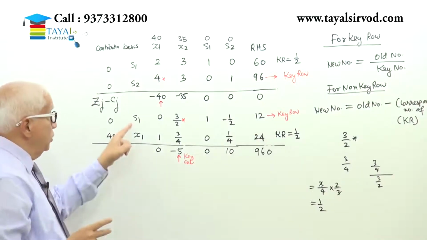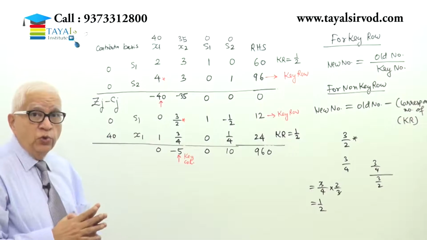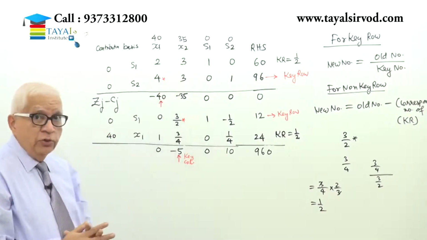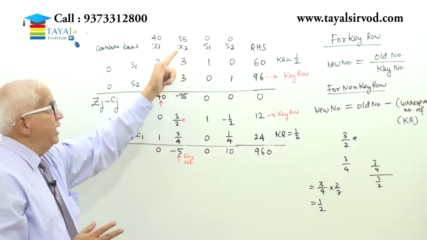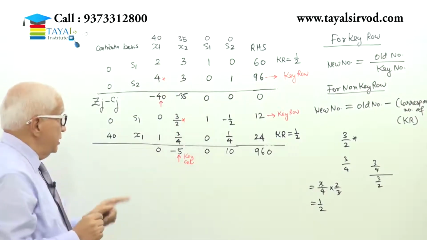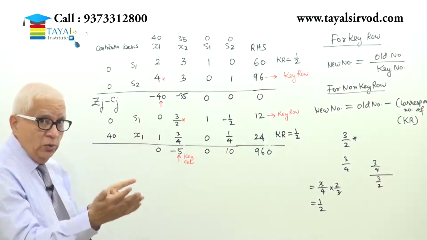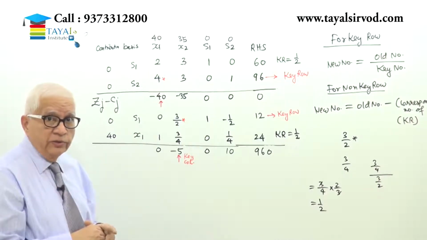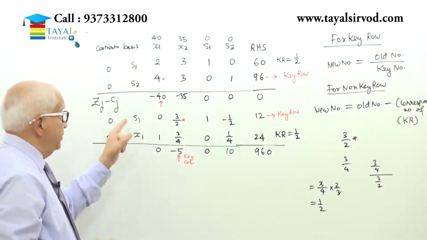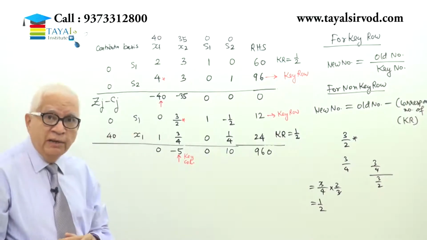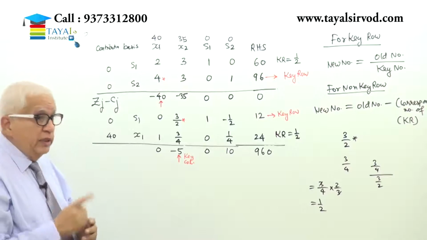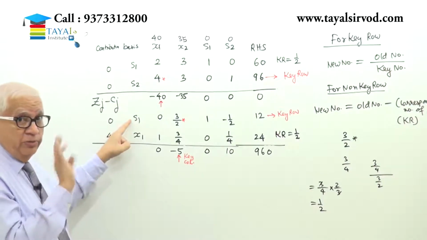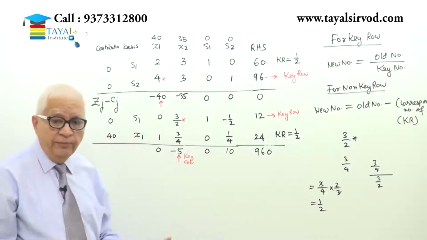So which variable should go out? S1 should go out. What should come in? Key column tells me what should come in. What is the key column? Variable name is x2. In other words, S1 is going out and x2 is coming in. Fine. So outgoing variable is S1, incoming variable is x2. Therefore, the new basis will have x2 over here. S1 is replaced by x2 and x1 remains same.